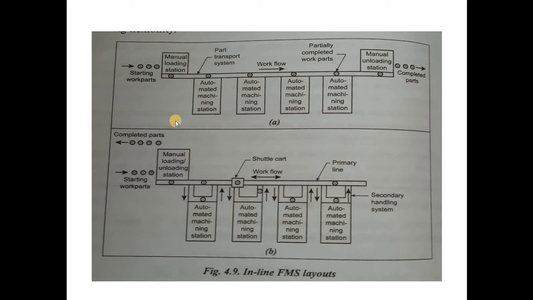So here we have the first step. What are the two possibilities? The first one, right here, is a starting work point. Manually we can load the workpiece, and when these automated machines have completed their work, it will be unloaded at the other end of the machining centers. The second one is where loading and unloading can be done at one end only.